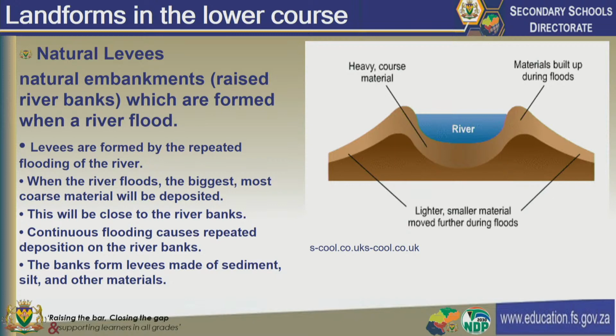And then we're also saying that when the river floods, the biggest, most coarse material will be deposited next to the river bank. I think this is important for you to understand, that because the heavy material is deposited next to the river bank, then if the river continuously floods, there's going to be a build-up of material that is deposited there, and the result thereof will be the banks will be raised. Now, continuous flooding causes repeated deposition on the river banks. The river forms levees. They are made of silt and other materials.